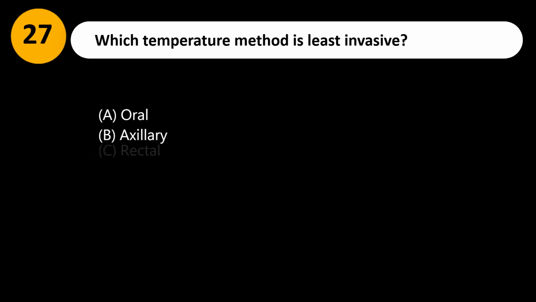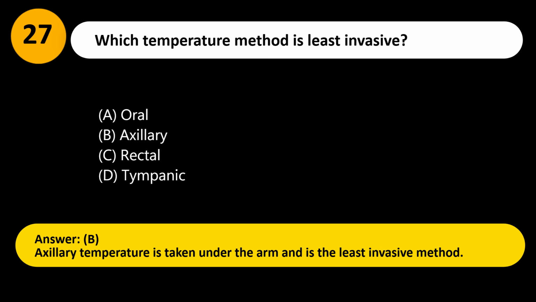Which temperature method is least invasive? A. Oral. B. Axillary. C. Rectal. D. Tympanic. Answer, B. Axillary temperature is taken under the arm and is the least invasive method.